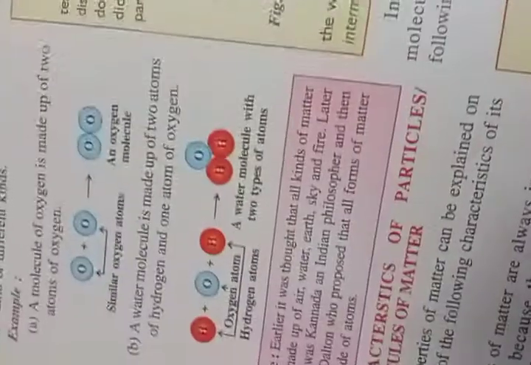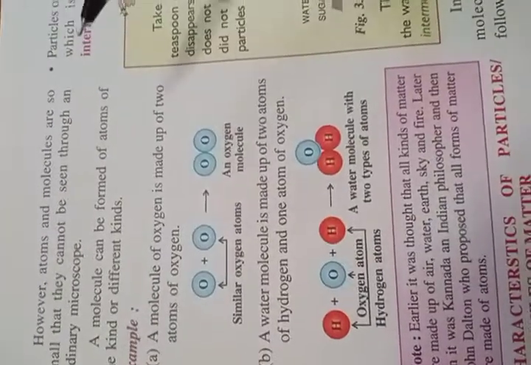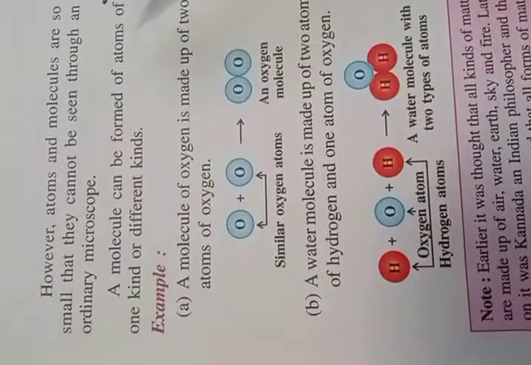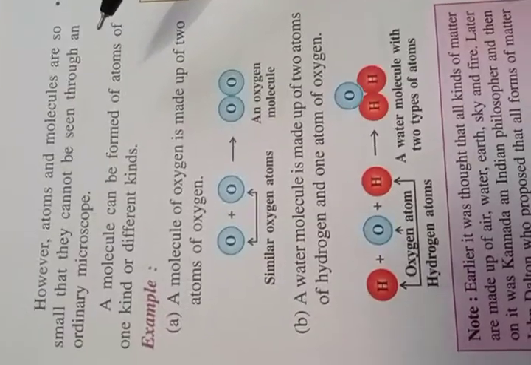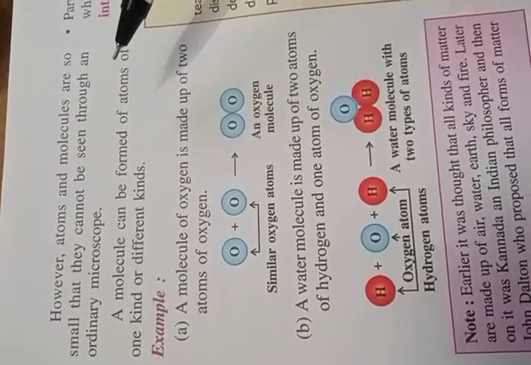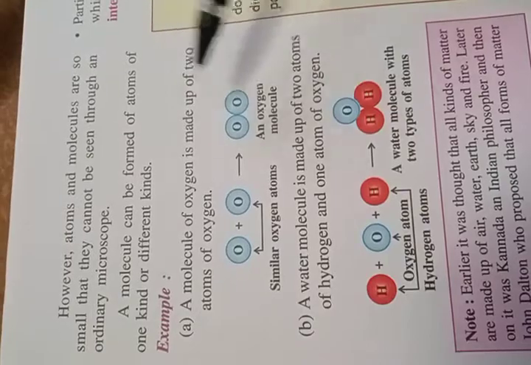See, however, atoms and molecules are so small that they cannot be seen through a microscope. See, we saw in the definition, atoms and molecules are very fine particles, so they cannot be seen easily with a microscope. So a molecule can be formed of atoms of one or two kinds.